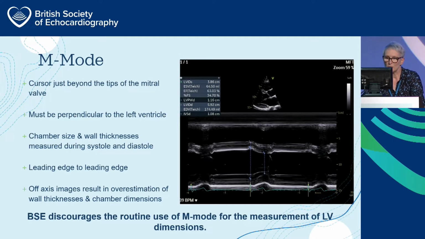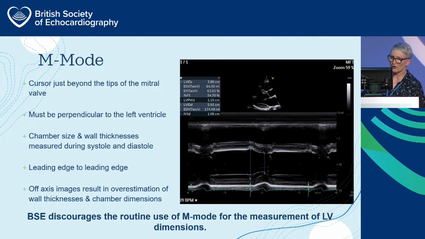So historically, we made those measurements using M-mode, and that utilises the transmission and reception of the ultrasound beam along a single scan line to produce a graph of depth and strength over time. So we placed our cursor just beyond the tips of the mitral valve leaflets. It needs to be perpendicular to the left ventricle, and the chamber size and wall thicknesses were measured during end diastole and end systole, and we measure in M-mode from leading edge to leading edge, so a bit different than the 2D measurements that we tend to make today.